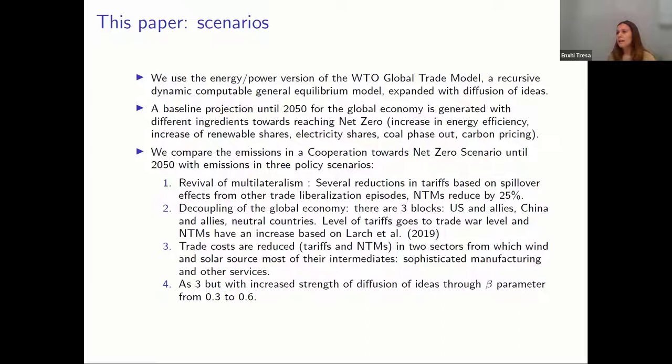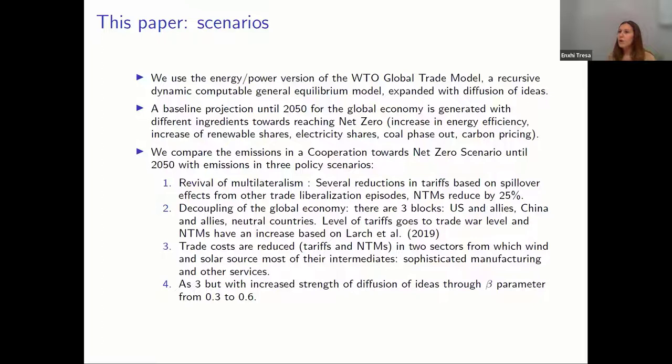So for this paper, we take this net zero scenario and we use it as our baseline scenario. So we compare the emissions in a cooperation towards net zero scenario until 2050 with emissions in three different policy scenarios. So the first one is the revival of multilateralism. So trade is largely liberalized, tariffs are largely decreased, and also NTMs are reduced by 25%.